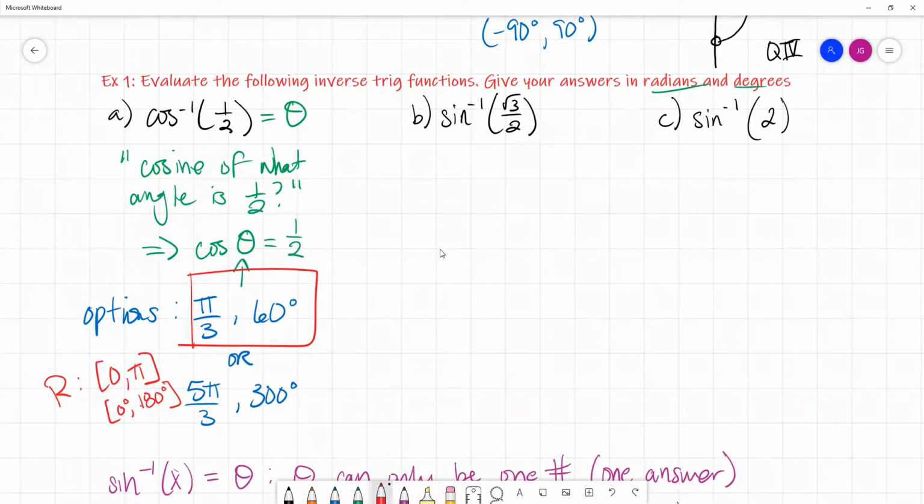Let's try a few more. Sine inverse of rad 3 over 2. So then I'm asking this question: sine of what angle?